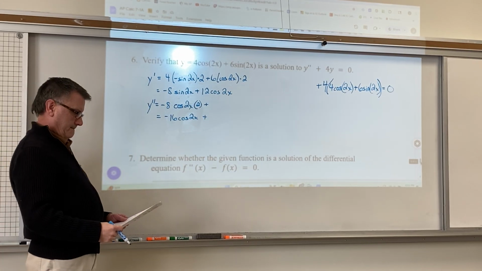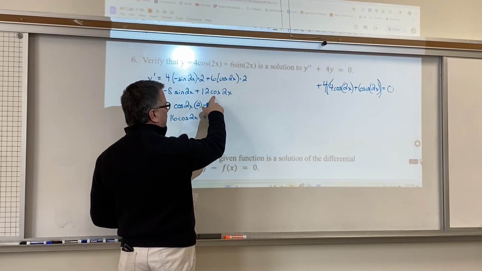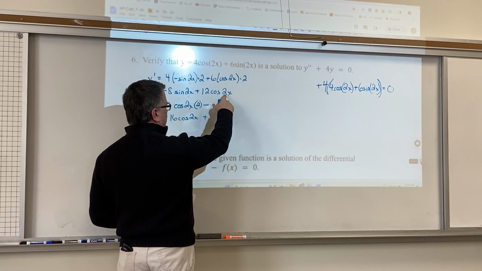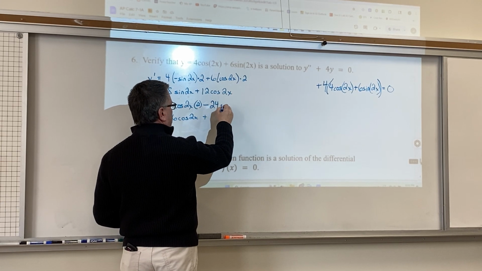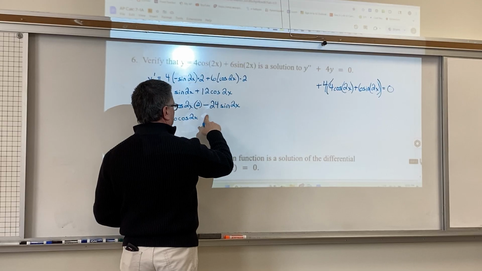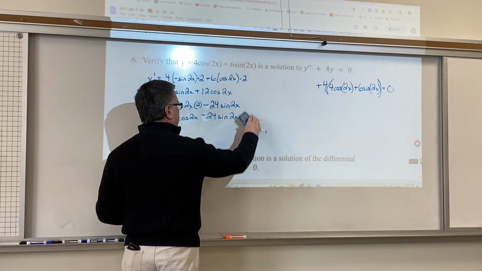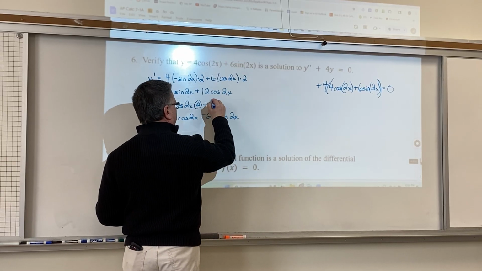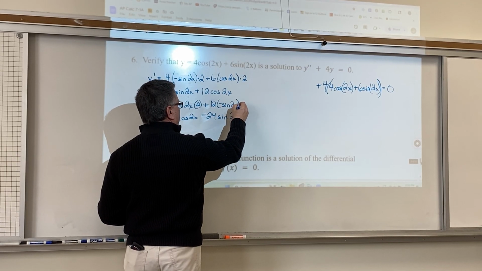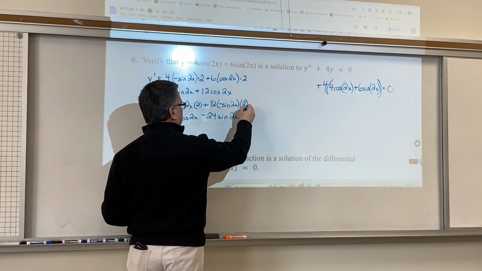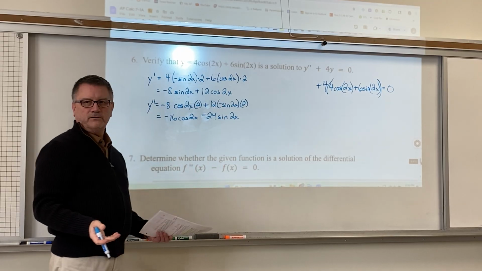But then there's this other part. This is gonna be negative sine 2x, and then times the derivative of the inside part, 2. So there's gonna be a 2 out here, and a negative: negative 24 sine 2x. Okay, that's the second derivative.